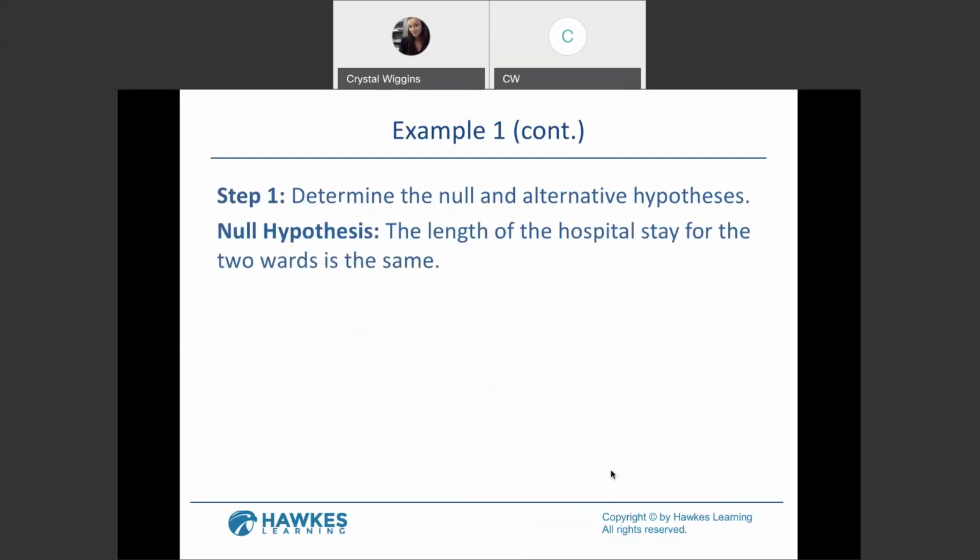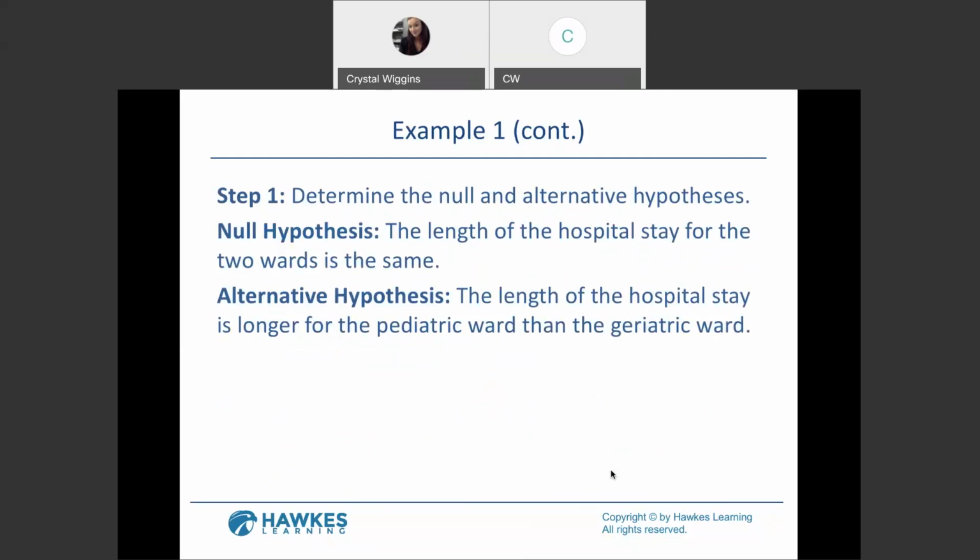So we're going to determine the null and the alternative. The null is going to represent that the length of the hospital stay for the two wards is the same. We should be comfortable with that now in Stats 2, that our null hypothesis is typically an equal sign saying that nothing's changed. The alternative hypothesis represents that the length of the hospital stay is longer for the pediatric ward than it is for the geriatric ward.